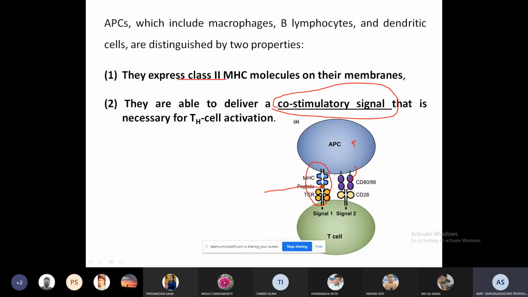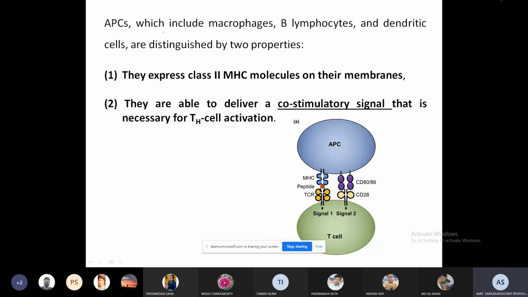So we understood the reason for having the APC. Who are APCs? Macrophage, B cell and dendritic cell. Then we are looking for two properties. One property is that they have to express MHC molecule on their membrane, major histocompatibility molecule class 2. And number two, they also have to be able to deliver the co-stimulatory signal for T cell, necessary for T helper cell activation.